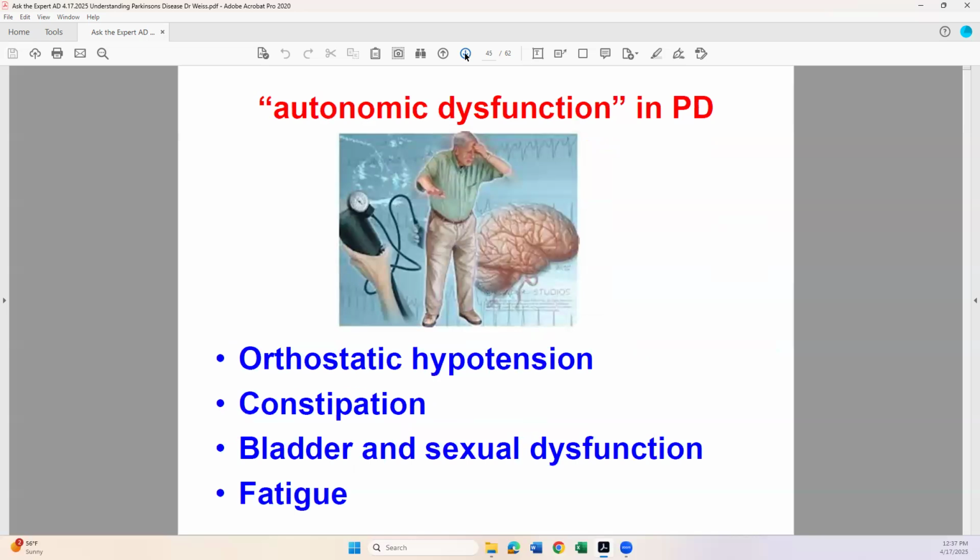So just about this autonomic dysfunction, many persons with Parkinson's disease have trouble regulating their blood pressure. So when they stand up, they have what's called orthostatic hypotension. The blood pressure drops and they become very lightheaded. They could even fall down and faint. Problems with bowel function, severe constipation, bladder dysfunction, sexual dysfunction, severe fatigue, all reflect problems with the autonomic nervous system. And for many patients, these are worse symptoms than a little bit of tremor. Next slide.